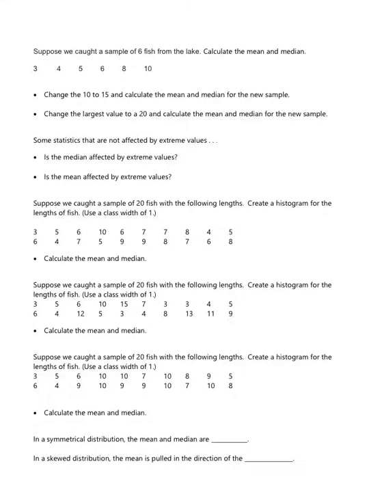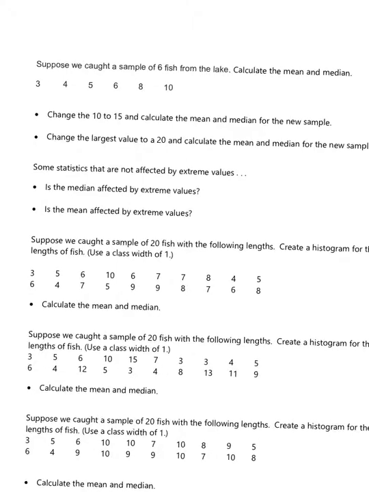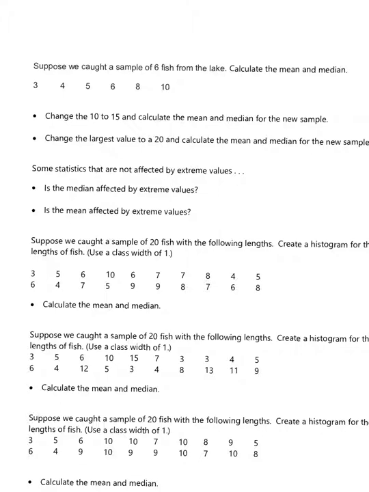So here, going back to Lake Louisville, suppose we caught a sample of 6 fish from the lake, and we want to calculate the mean and median. Okay? All right, so go ahead and let's calculate the mean and median. So I'm going to find the median. It's already listed in order, so that's pretty easy for me to see that. These two guys are going to be the center, so I'm going to take the average of that. So the median is going to be 5.5.